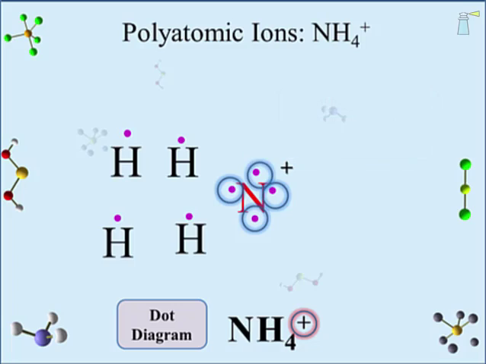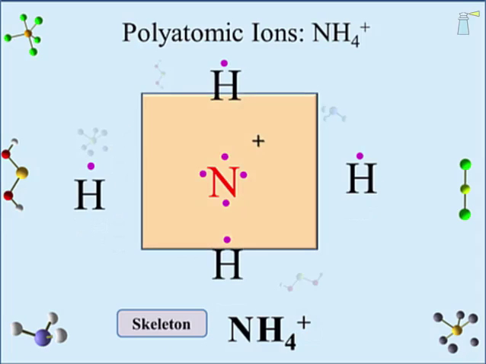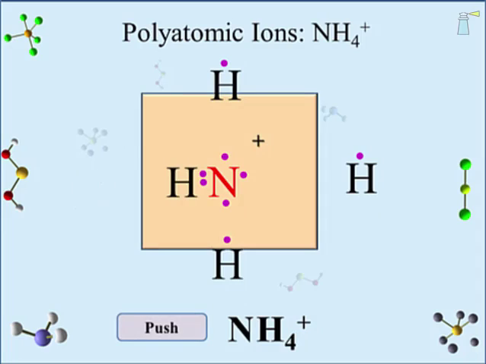Nitrogen now has 4 places to form 4 bonds. These will also serve as an orientation for the skeleton. The hydrogens are aligned near the 4 unpaired electrons on nitrogen. And that means it's time to push the outer atoms into the central atom to form covalent bonds.